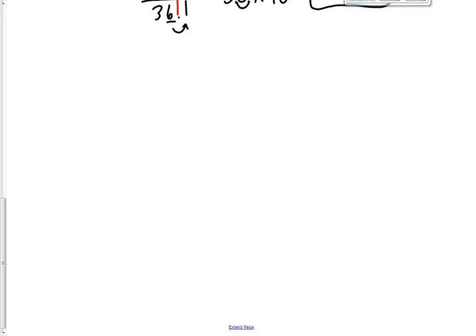So let's do a couple more examples here. We'll go 8.4 times 10 to the fourth minus, let's subtract these, 3.2 times 10 to the third.